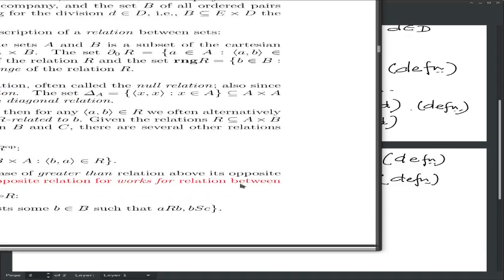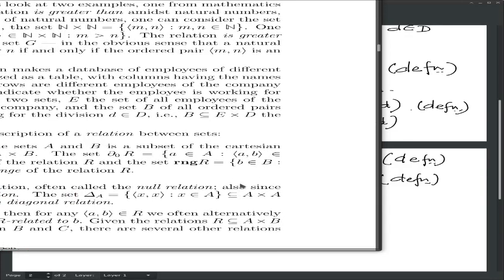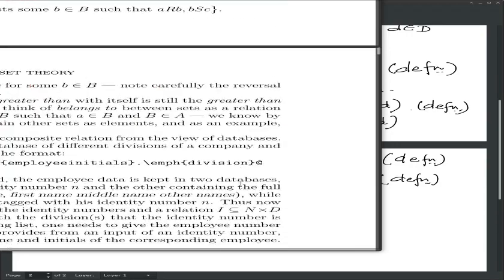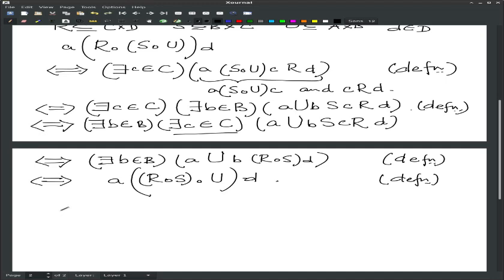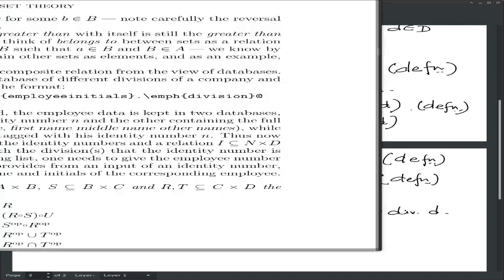Was that the relation B, right? Yes, that is B, B op. B is the database of employees and divisions, right? EBD means employee E works for division D, division small d, right? That is what we started off with.